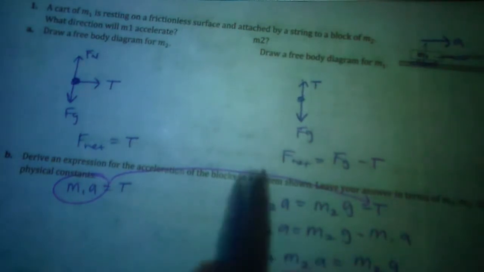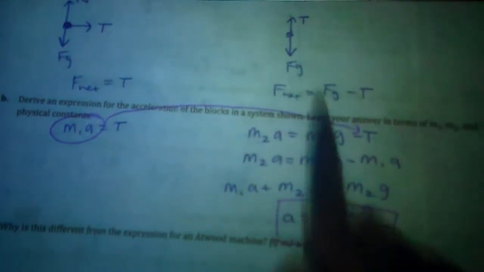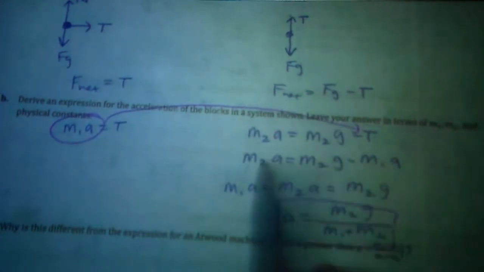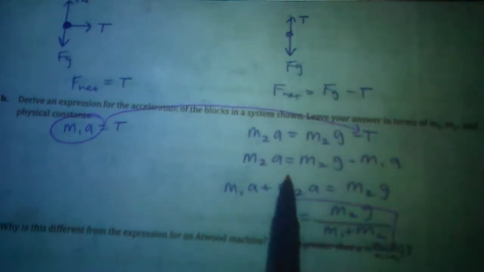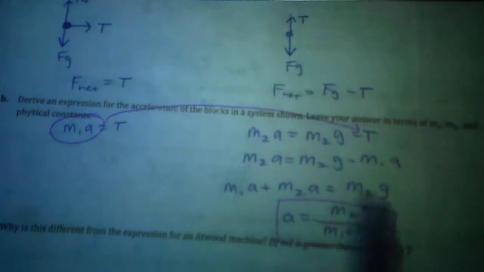Alright, so for this one, we have tension, we replace the F net with M1A, and then F net with M2A, of course. Fg is just M2G. We had tension solved for, so I substituted it in. Here I had A in 2 parts, so I combined them, and then I factored out the A, and I divided that over. You've done this a lot, so hopefully you feel good about this.